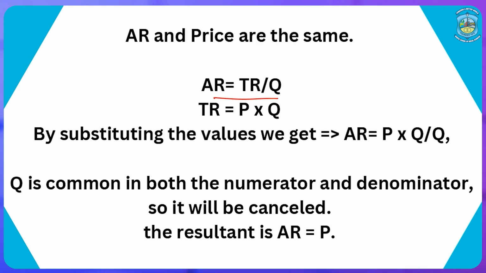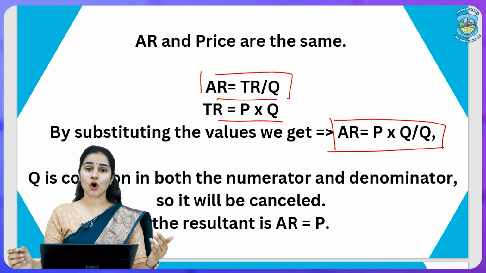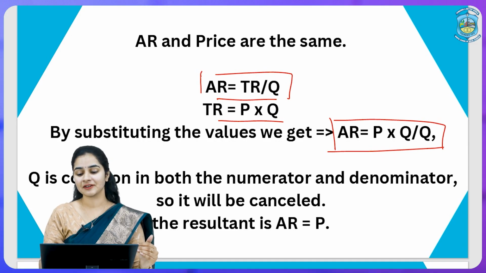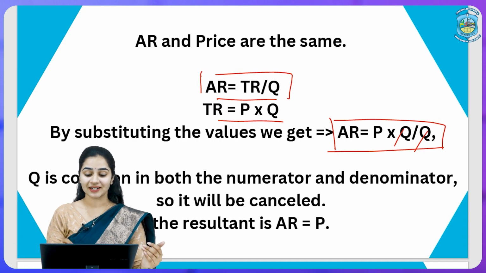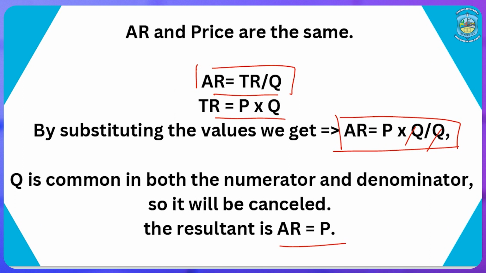The average revenue is basically the total revenue divided by the quantity, and the total revenue is price multiplied by the quantity. Now when I substitute the value of total revenue in this particular equation, we will get the equation as average revenue is equal to price into quantity divided by quantity. Now since quantity is common in both numerator and denominator, we will cancel it out and the resultant will be that the average revenue is equal to the price. The average revenue also depicts the demand curve of a firm.